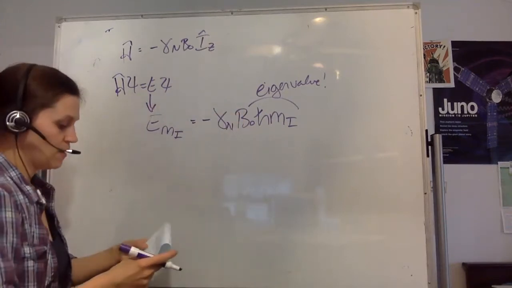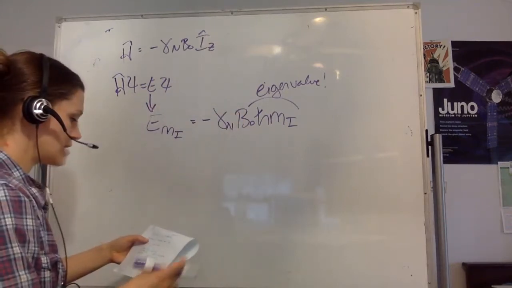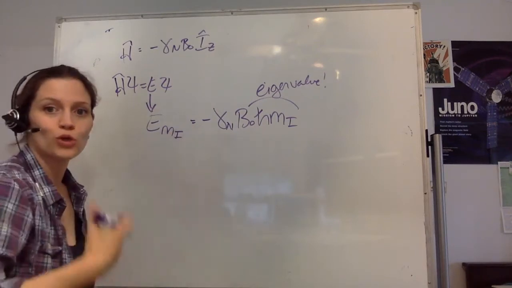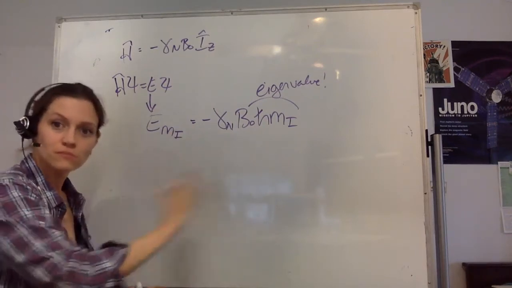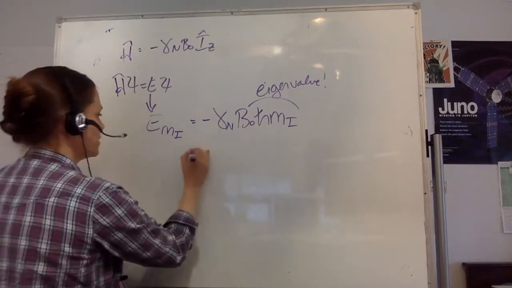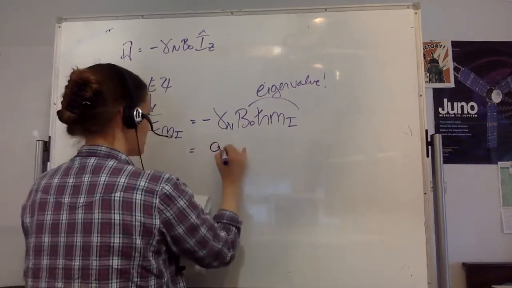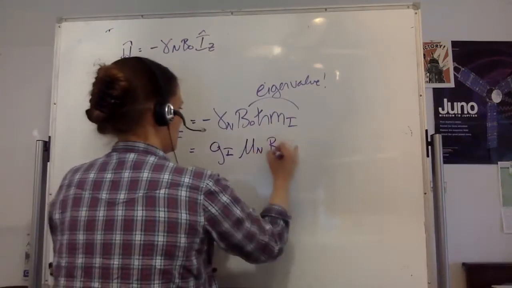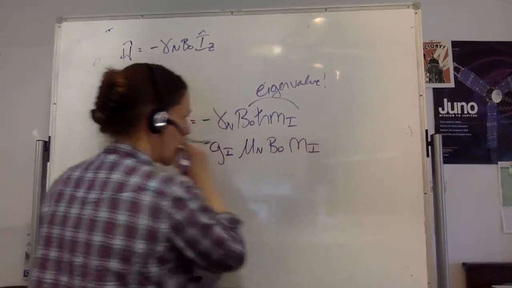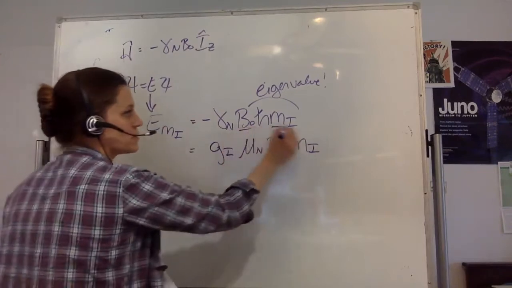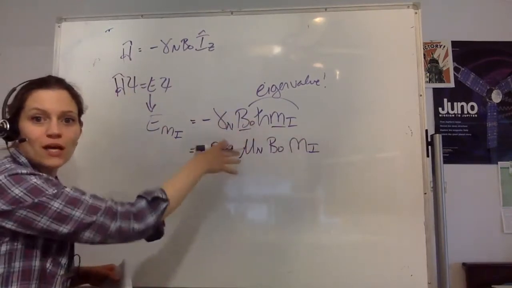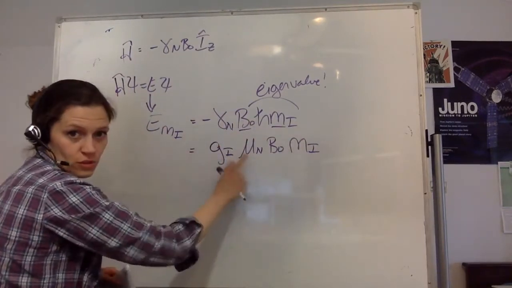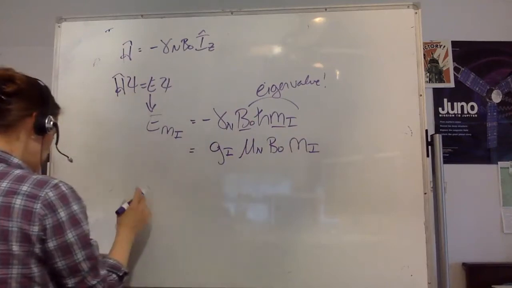All right. So I'm going to simplify this into more useful experimental nomenclature. So this is equal to g sub I, mu N, B0, m sub I. Cool. So my B0 and my m sub I are there, but I've put the other terms into these two. So let's talk about what these two are.